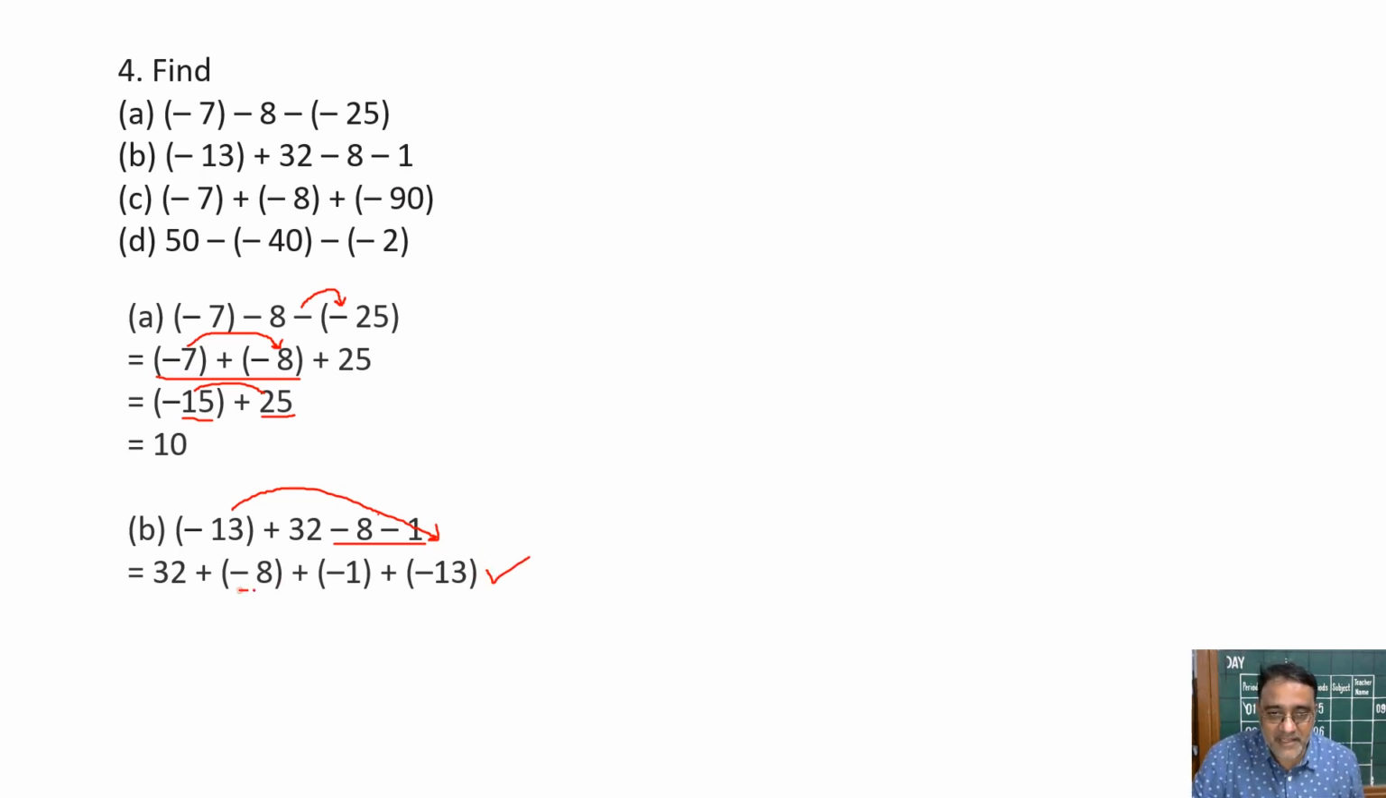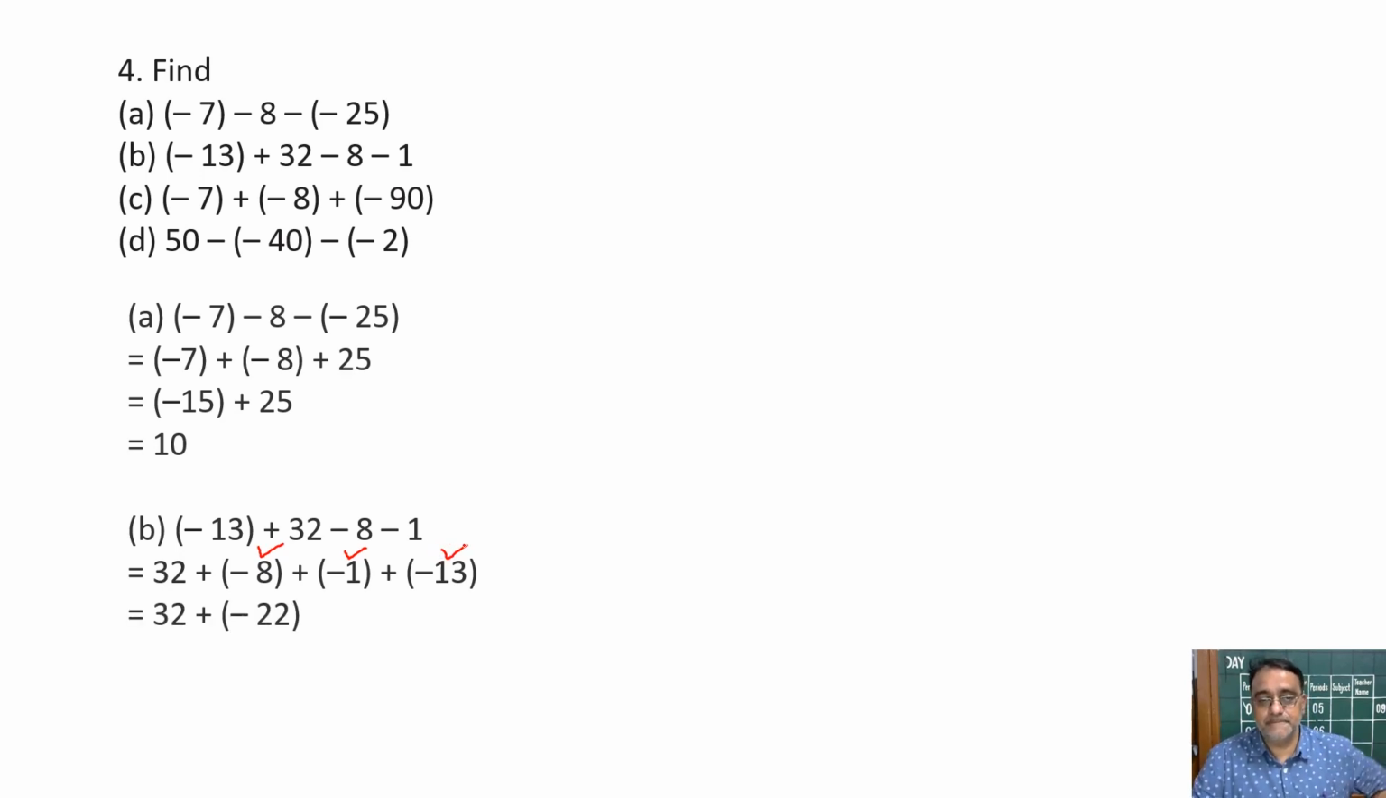Now look, these three are minus. Are you able to identify? All are negative. Yes, sir. Same sign. So we have to add the numbers. 8 plus 1 is 9, plus 13 is 22. Put the same sign, that is minus 22. Now these two numbers are of different sign. So subtract these two numbers, 10, and put the sign of the greater number. Which is greater? 32. What is the sign of 32? Plus. So plus 10 is the answer.